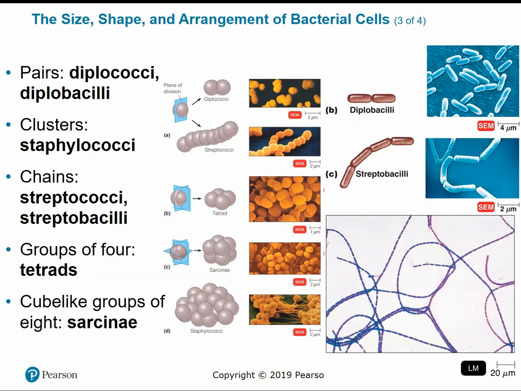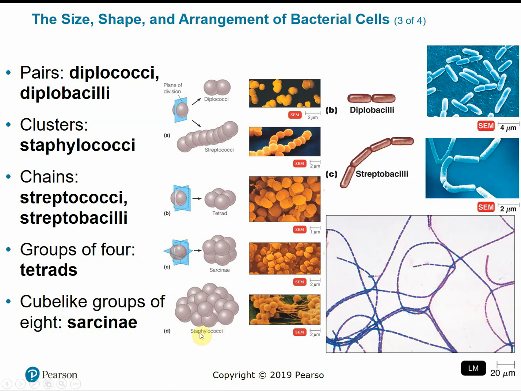We said we can also classify bacteria based on their arrangements. So how are they organized in their colonies, in their groups, in relation to other cells? They may be organized in pairs, referred to as diplococci or diplobacilli. Bacteria may also be arranged in clusters.